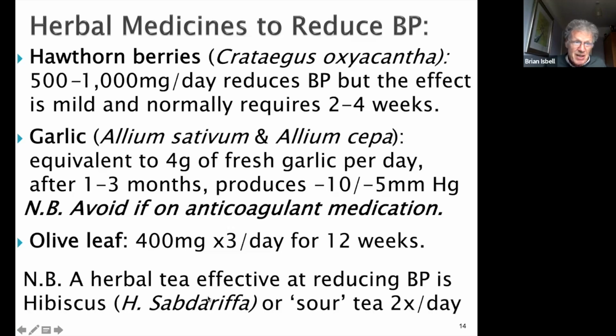There is a tea which is effective at reducing blood pressure, and that's hibiscus, sometimes referred to as sour tea. You probably realise the reason it's called sour tea is because it's quite sour, which I find an interesting taste to have, rather than everything being sweet. To actually have something that is the other direction, which is sour. But hibiscus does have an effect on reducing blood pressure.